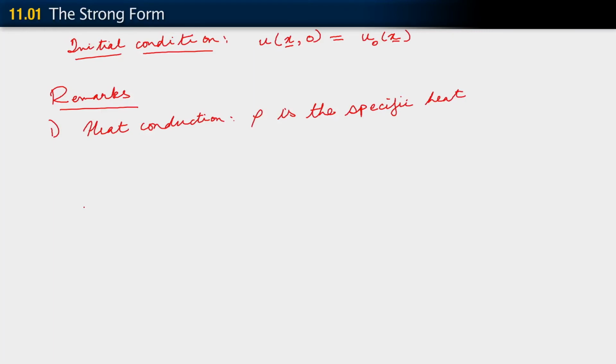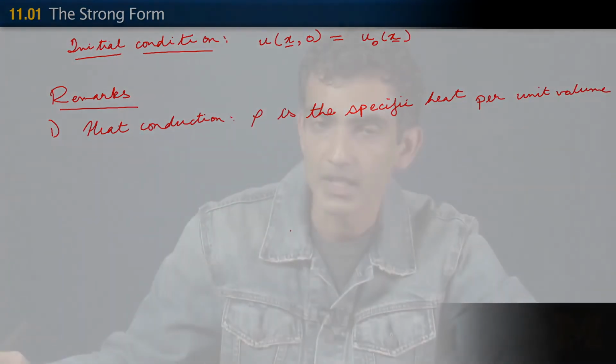So in that setting, rho is a specific heat. And the way we've written it, rho would be the specific heat per unit volume. The specific heat also can be defined per unit mass. But in our setting, for the way we've set up the problem, rho is a specific heat per unit volume. All right.